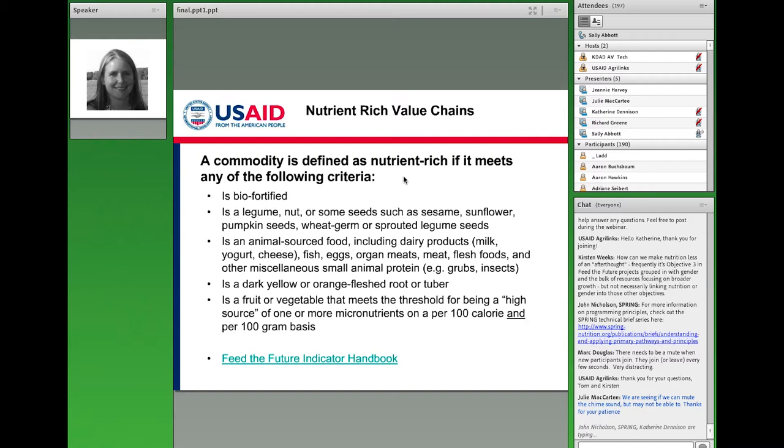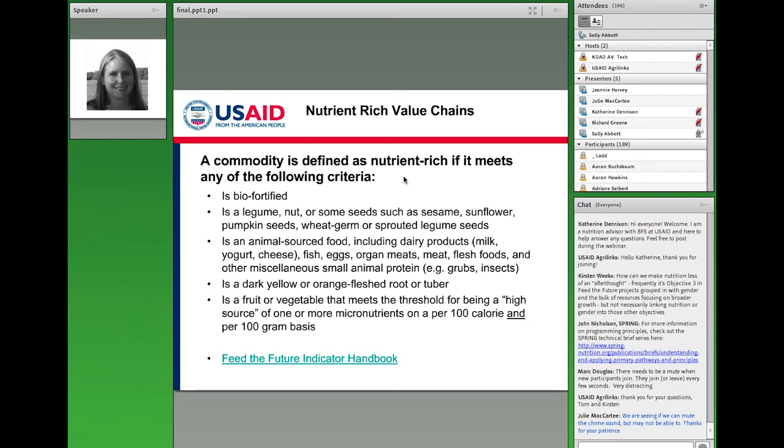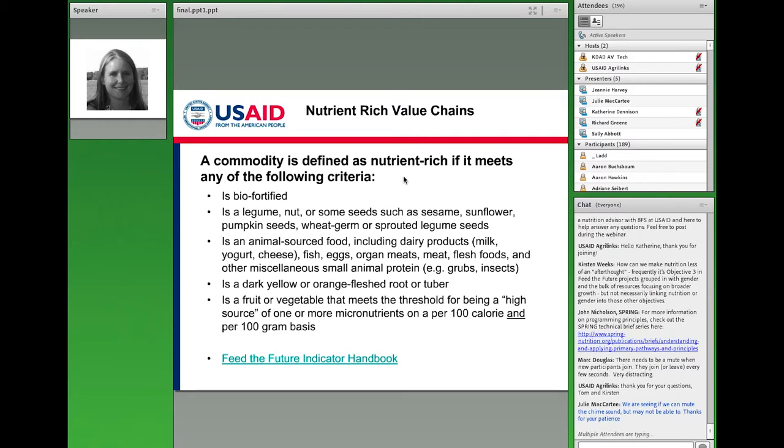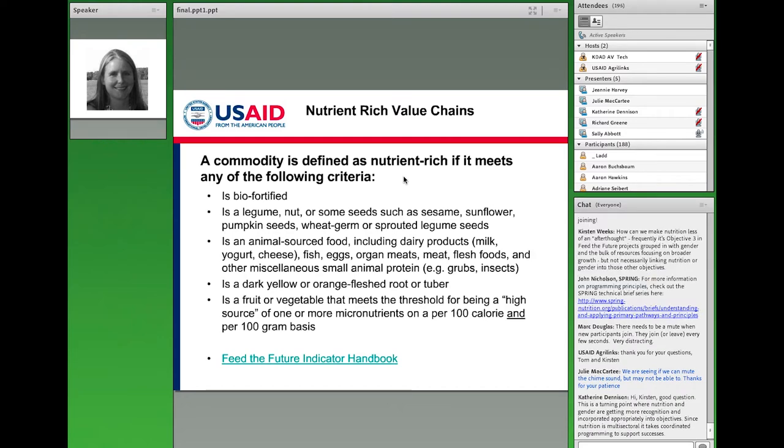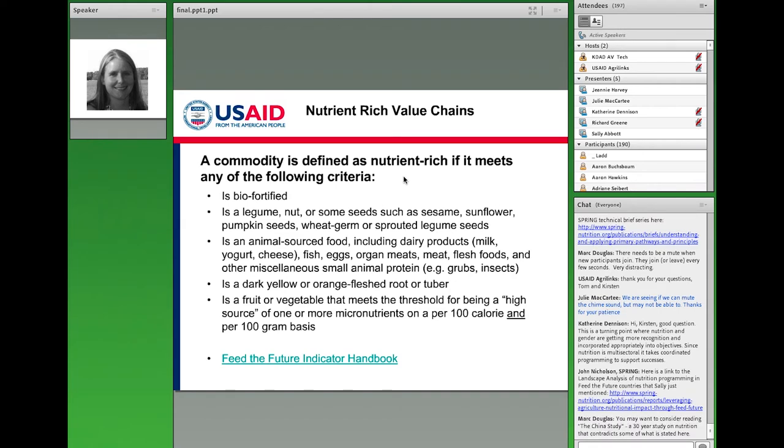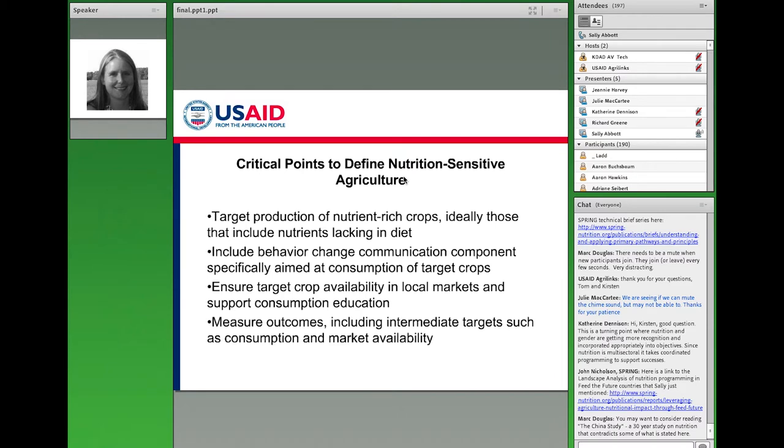It's biofortified. It's a legume, nut, or some seeds, such as sesame seeds, sunflower seeds, pumpkin seeds, wheat germ, or sprouted legume seeds. It's an animal source food. This includes dairy products, fish, eggs, organ meats, meat, flesh foods, and other miscellaneous small animal protein. A dark yellow or orange flesh root or tuber, or a fruit or vegetable that meets certain criteria of threshold for being a high source of micronutrients on a 100 calorie and 100 gram basis. And the full definition is in the Feed the Future Indicator Handbook.